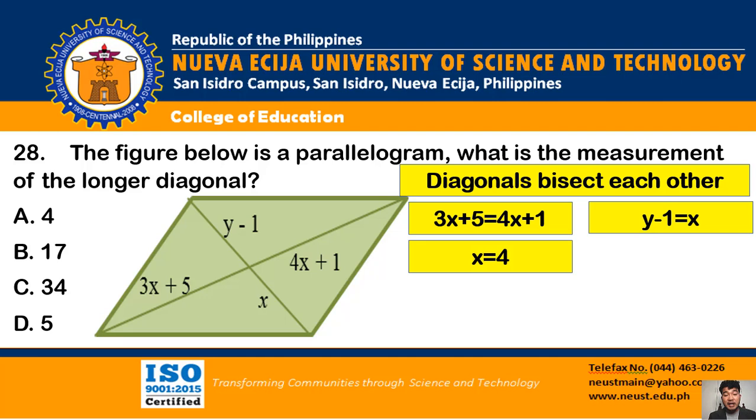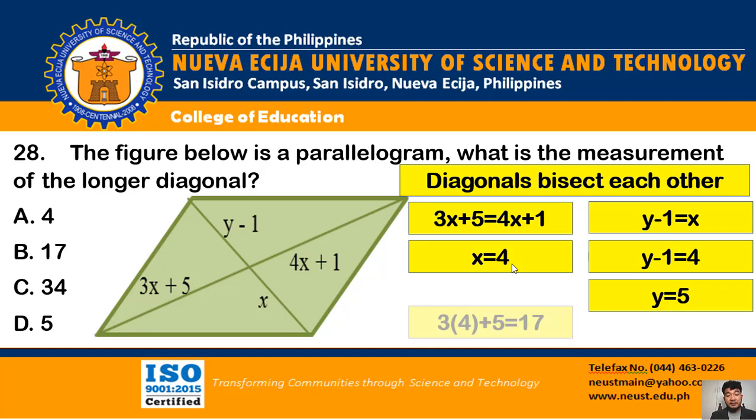Then substitute the value of x that we have here. Y minus 1 is equal to 4. Then y is equal to 5. And then substitute the value of x that we have into here.